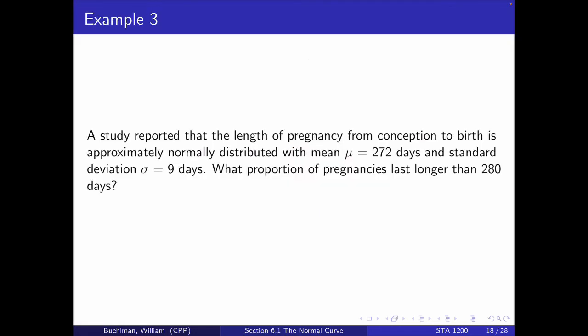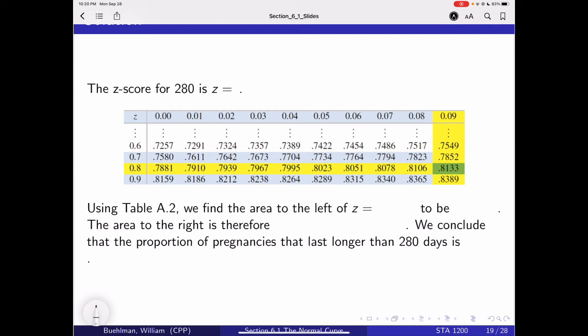Example 3. A study reported that the length of pregnancy from conception to birth, again, was 272 days for the mean and 9 days for the standard deviation. What proportion of pregnancies, in this case, lasts longer than 280 days? Again, the first thing we need to do is find the z-score. So x minus mu over sigma, which is equal to 280 minus 272 over 9, which equals 0.89.